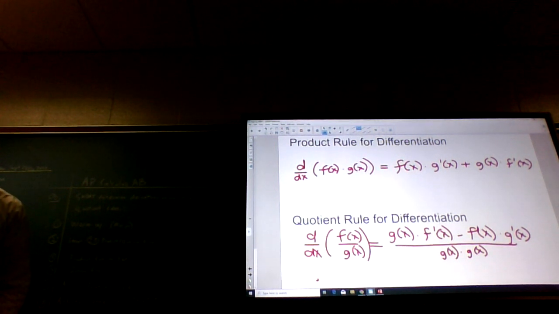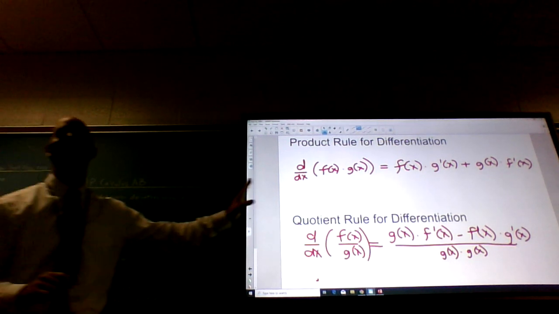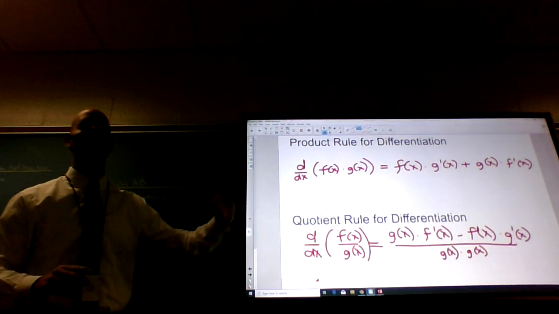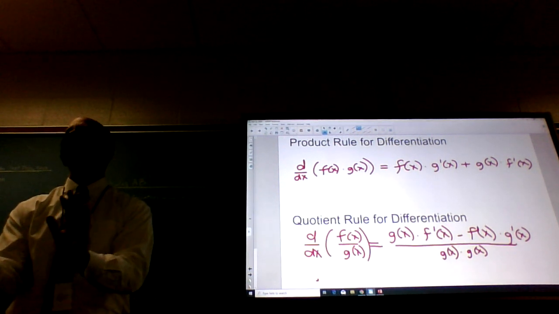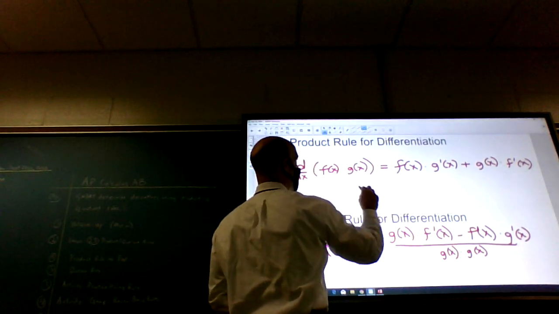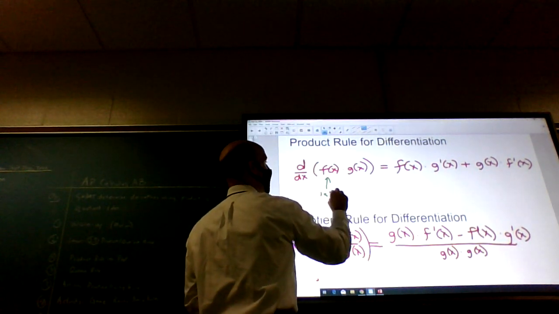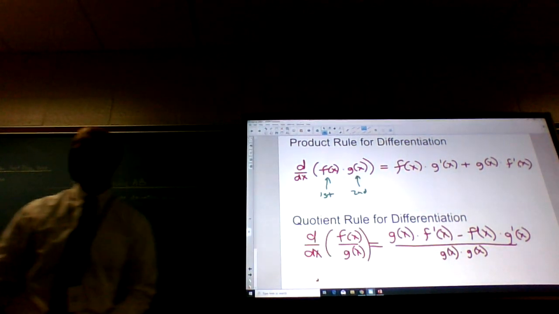Would you guys like to see a couple of mnemonic devices to kind of help remember these? Because on the test, you don't get to use your notes, right? So I'm going to give these to you. You do not have to use them. And these are not the rules. These just help you remember the rules. Let's do it in green. By the way, we could say that that's kind of the first function and that's the second function, right?